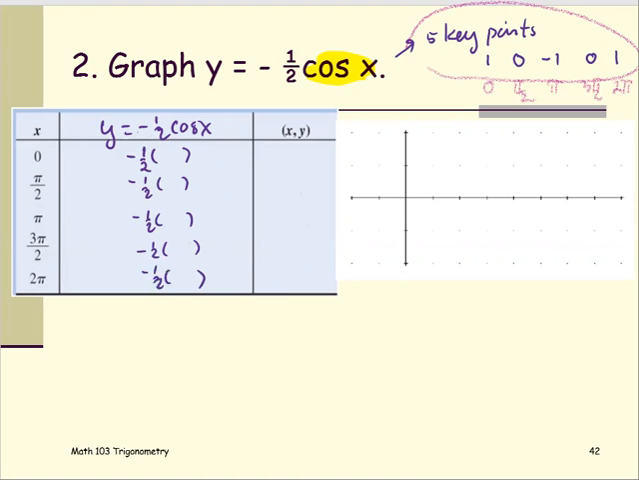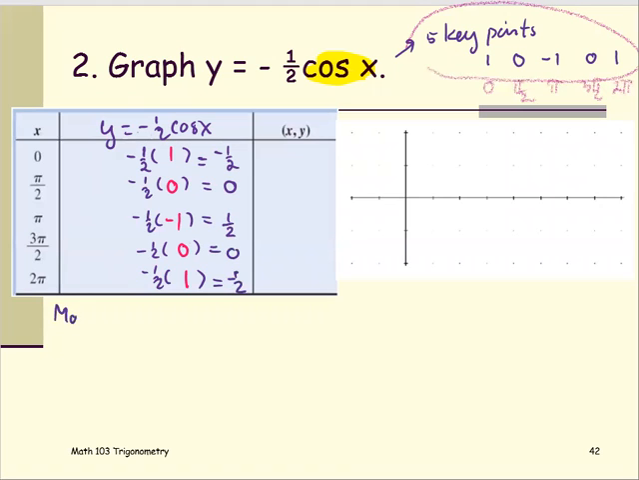The 5 key points that we listed for the cosine value: cosine at 0 is 1, cosine at pi over 2 is 0, cosine at pi is negative 1, cosine at 3 pi over 2 is 0, and cosine at 2 pi is 1. And then just do the same routine, simplify the value. The first one is negative 1/2, the second one is 0, the next is positive 1/2, the next is 0, and the last one is negative 1/2.